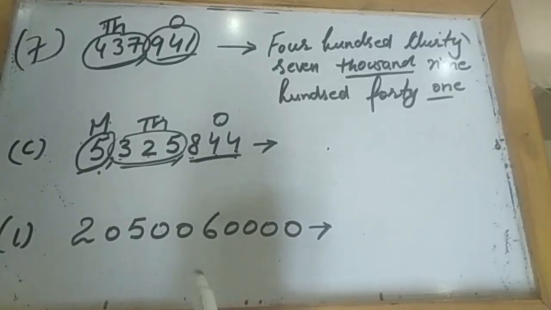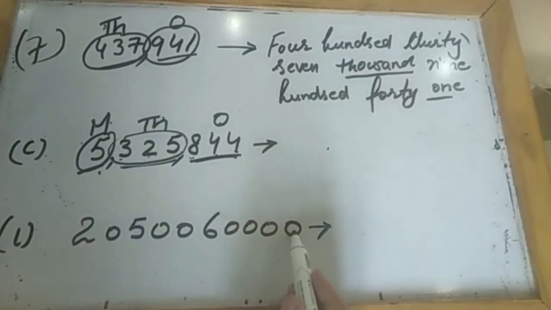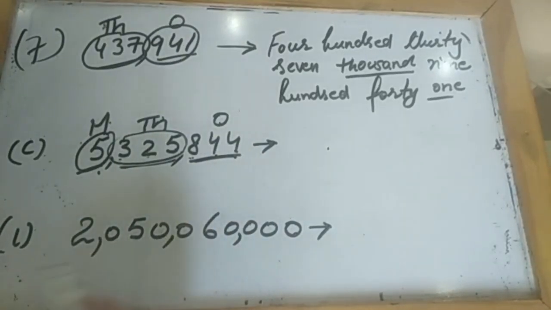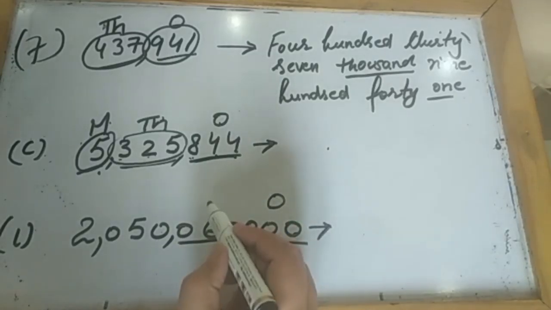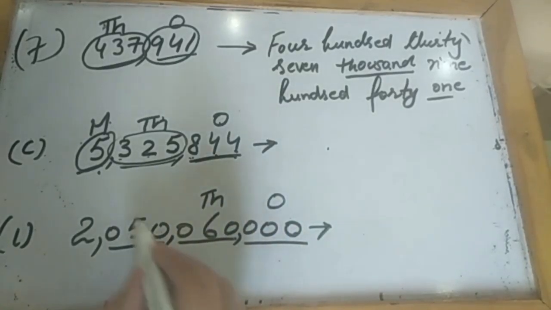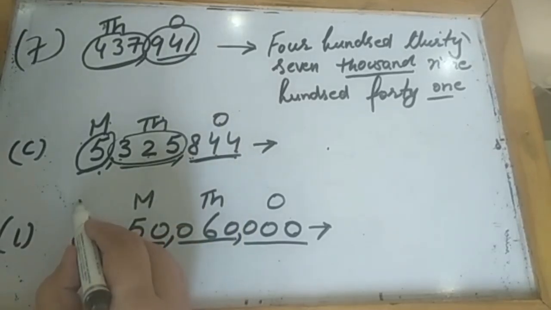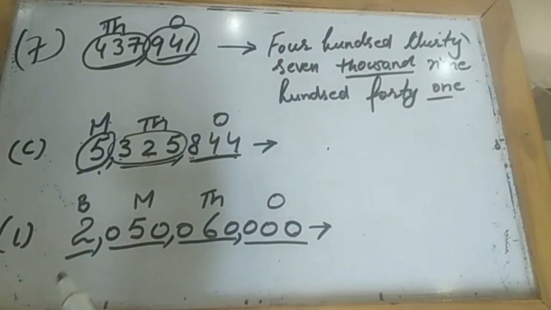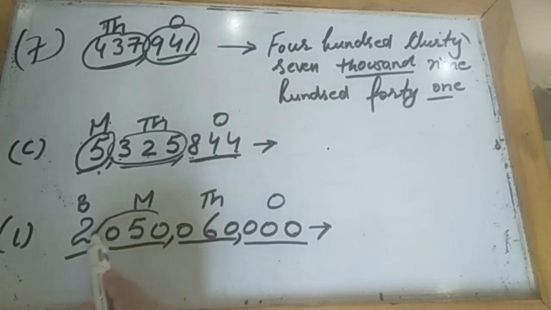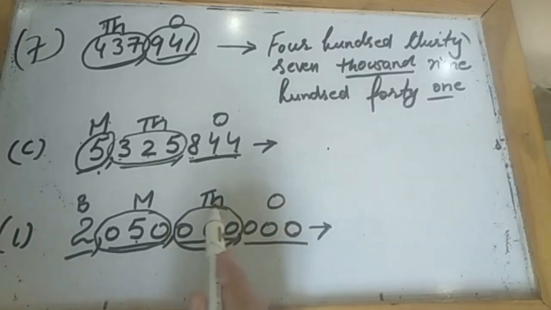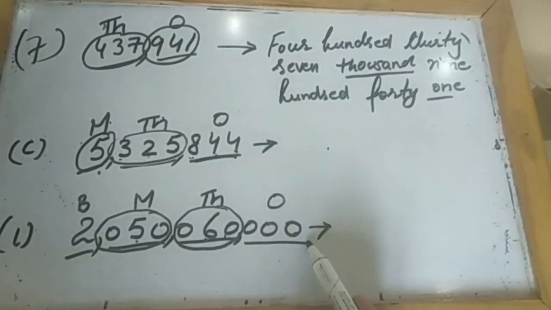Now come to one more example. I have taken a very big number. This is the I part. First of all, I'll put the commas after 3 digits, then again after 3 digits, then again after 3 digits. So these 3 digits belong to the period ones, these 3 digits belong to the period thousand, these 3 digits belong to the period millions, and this belongs to the period billions. So how will you read this number? You will say this is 2 billions. Now read this number together. This is 50 millions. And read this number together. It's 60,000.